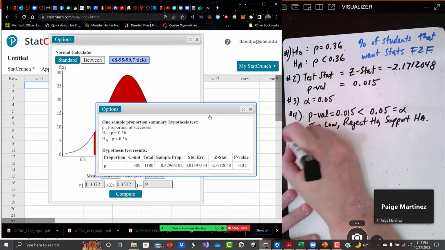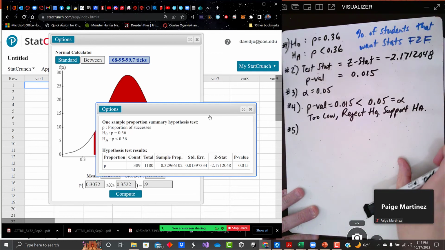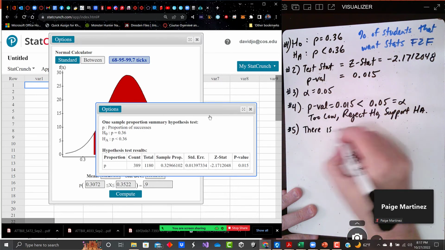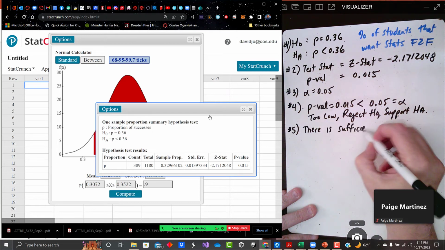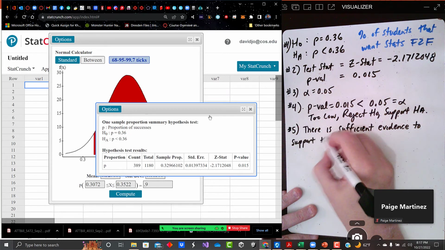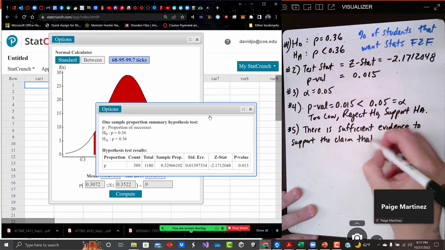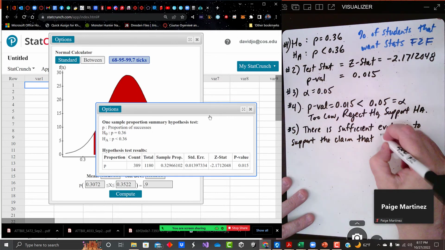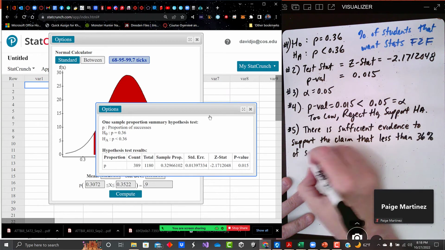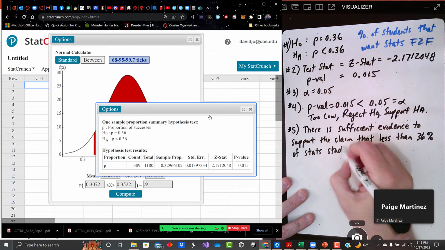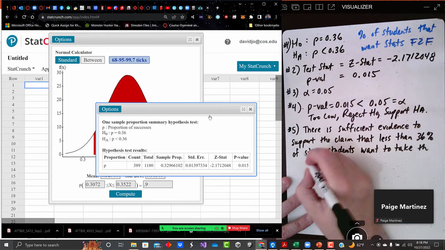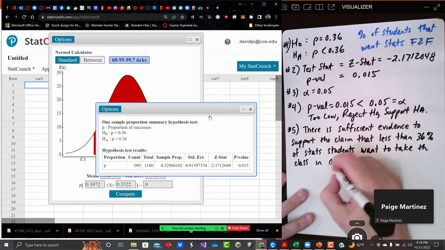And HA, our statement of conclusion, is: we're supporting HA, so there is sufficient evidence to support the claim that less than 36% of stats students want to take the class in a face-to-face setting.